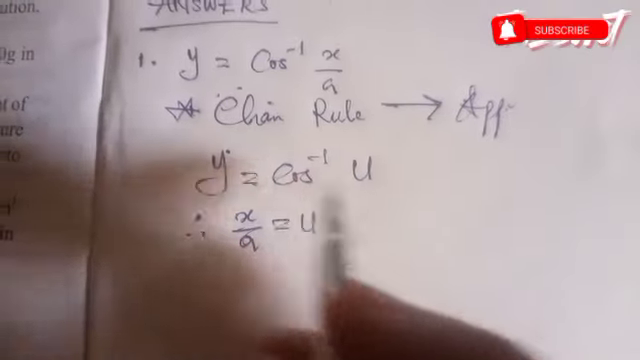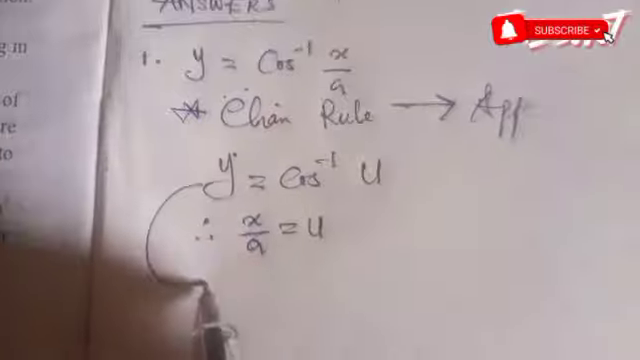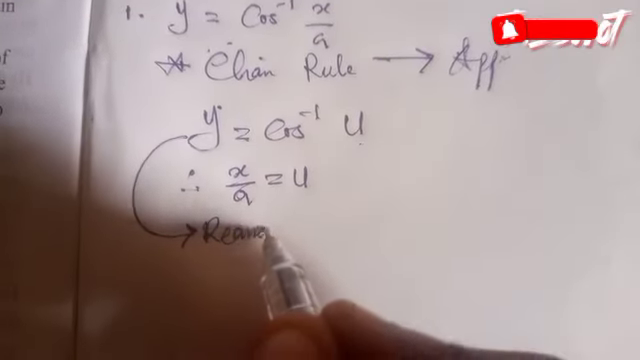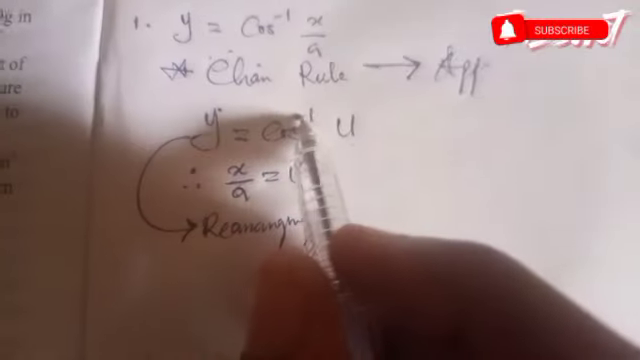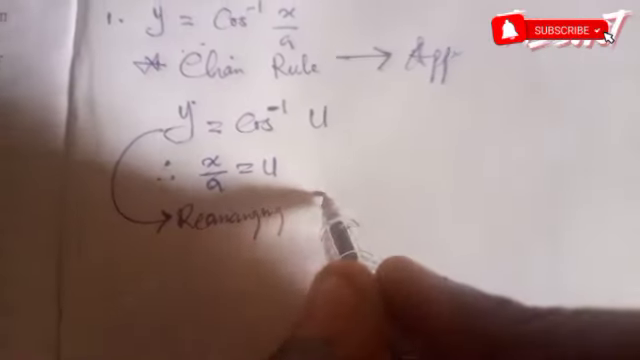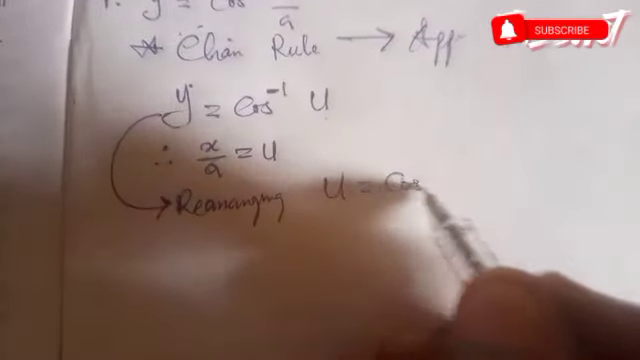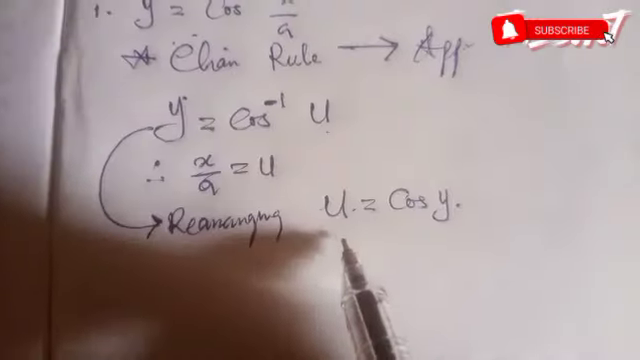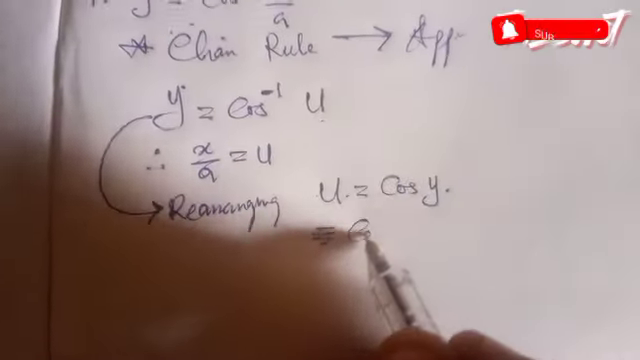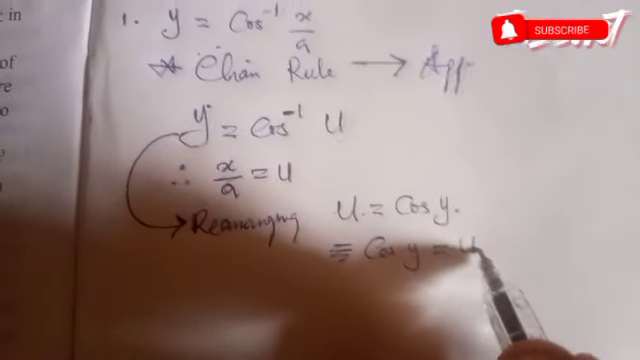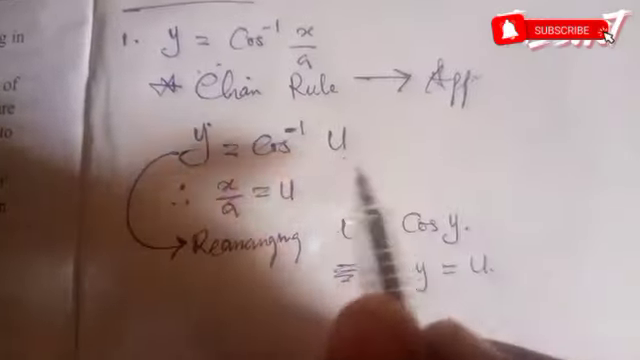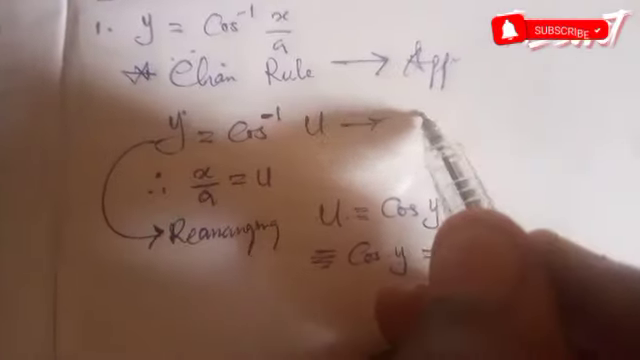Rearranging this because of the inverse, we can say u equals cos y. That is the same thing as saying cos y equals u. Do you get that now?